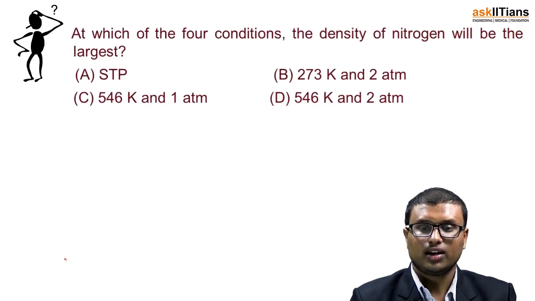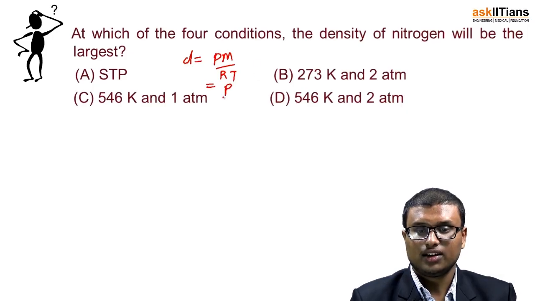Think about how to calculate. So you know that density is what? PM by RT. So use this concept. The interesting fact you can find here is that M by R is a constant for all of these, right? For A, B, C, D, the M by R value is constant. So my density will depend on the ratio of P by T. The higher the value of P by T, the greater the density.